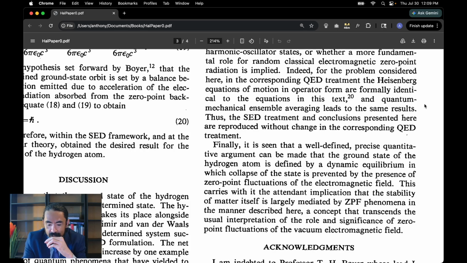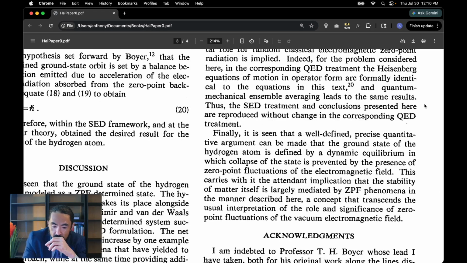This carries with it the attendant implication that the stability of matter itself is largely mediated by ZPF phenomena in the manner described here, a concept that transcends the usual interpretation of the role and significance of 0-point fluctuations of the vacuum electromagnetic field. And that usual interpretation is basically what is implied by a pedestrian interpretation of the Casimir effect. So the attendant implication carried by this derivation transcends that usual pedestrian interpretation of the role and significance of the ZPF in those other phenomena.